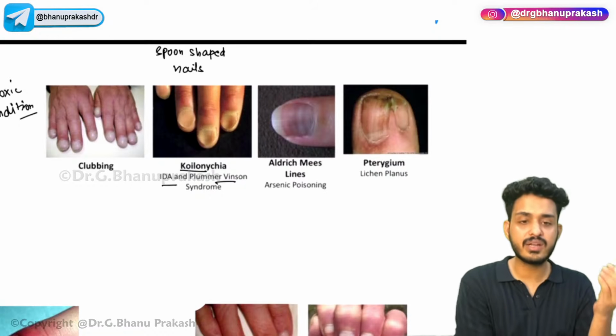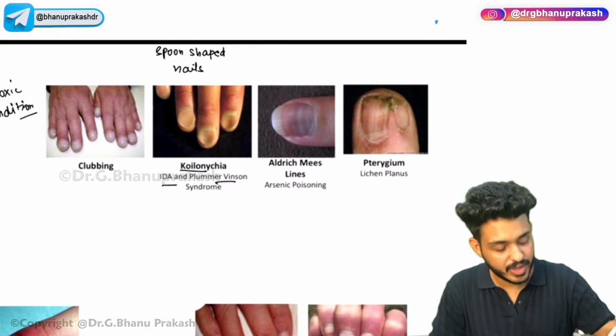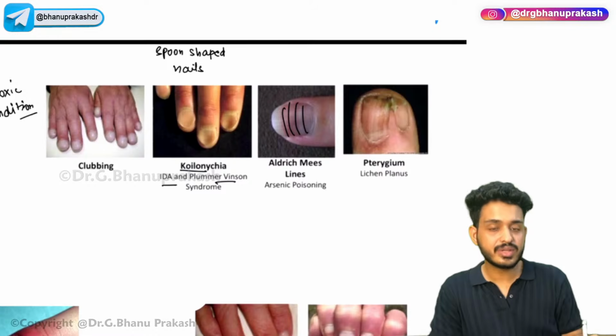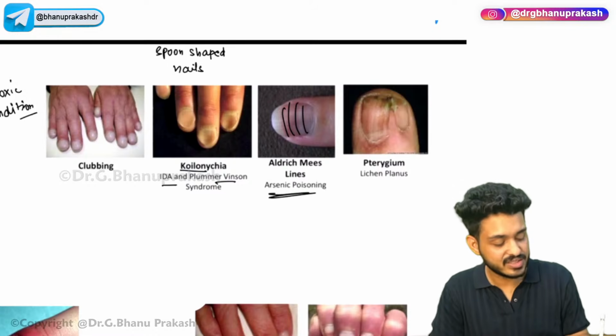Can anyone tell me the triad of Plummer-Vinson syndrome? Please try to answer. Okay, these are your Eldridge-Mees lines. These are horizontal lines you will be finding in arsenic poisoning.